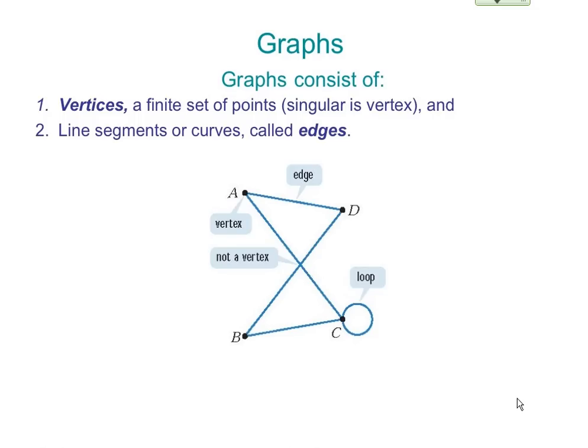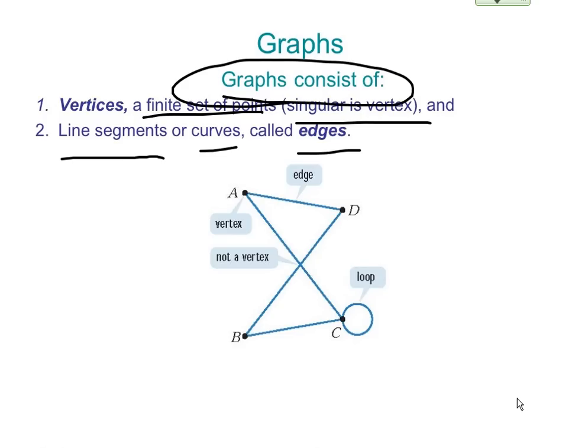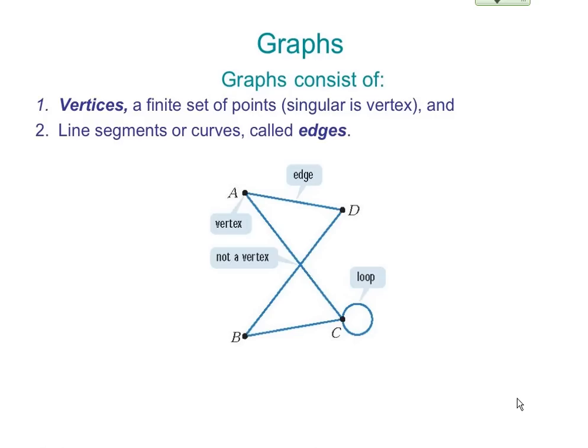Vertices, a finite set of points. The singular of vertices is vertex. Line segments or curves are called edges, and all graphs have vertices and edges. The vertices are the points and the edges are the line segments or curves. They do not have to be straight.